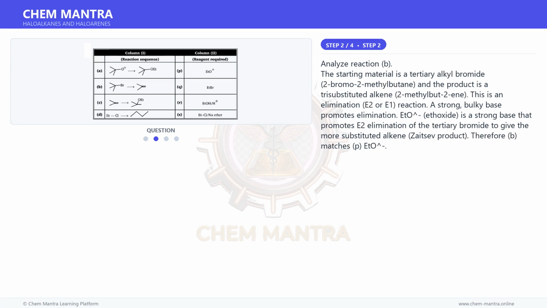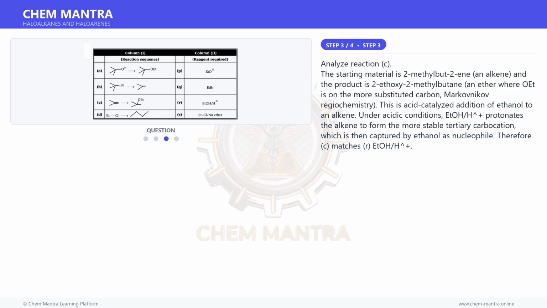Moving on to the next step. Analyze reaction B. The starting material is a tertiary alkyl bromide, 2-bromo-2-methylbutane, and the product is a trisubstituted alkene, 2-methylbut-2-ene. This is an elimination, E2 or E1, reaction. A strong, bulky base promotes elimination. Ethoxide, EtO-, is a strong base that promotes E2 elimination of the tertiary bromide to give the more substituted alkene, the Zaitsev product. Therefore, B matches P, EtO-.